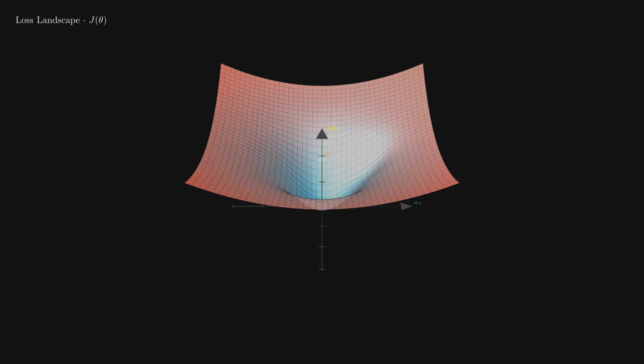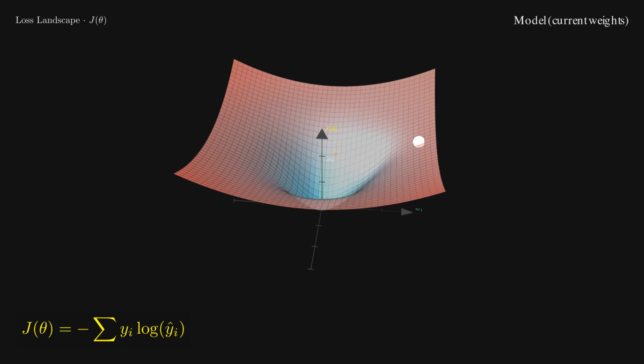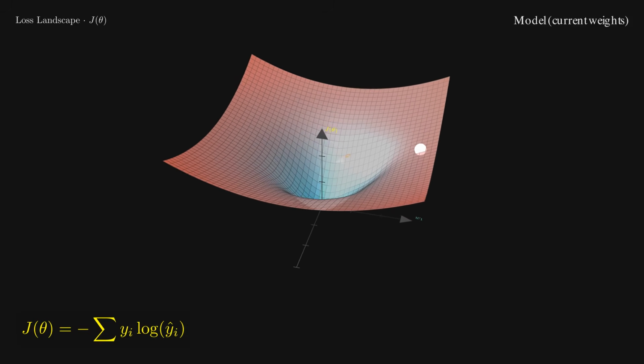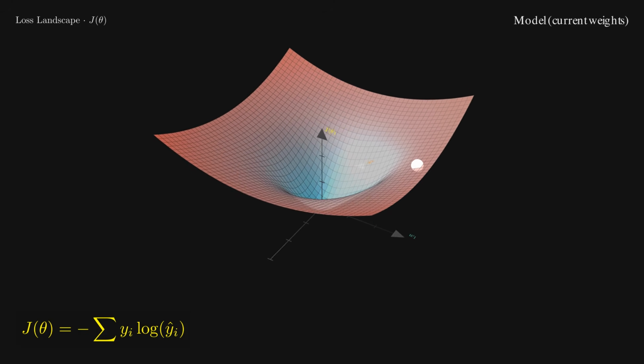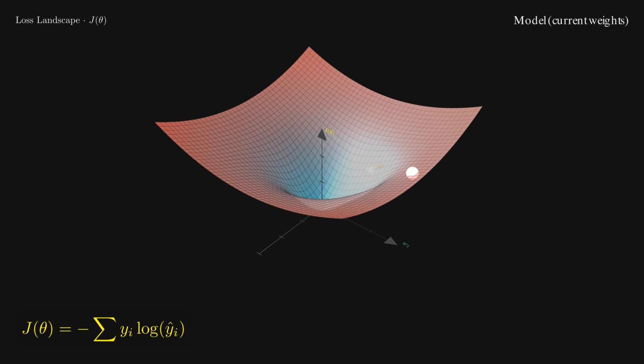Our goal is to find the lowest point. This white sphere is our model. Its current weights place it stranded at high altitude, deep in the red high error region. The cost function J of theta calculates the exact penalty for our bad prediction. This is cross-entropy loss. It uses logarithms to turn an overconfident wrong answer into an astronomically high penalty.